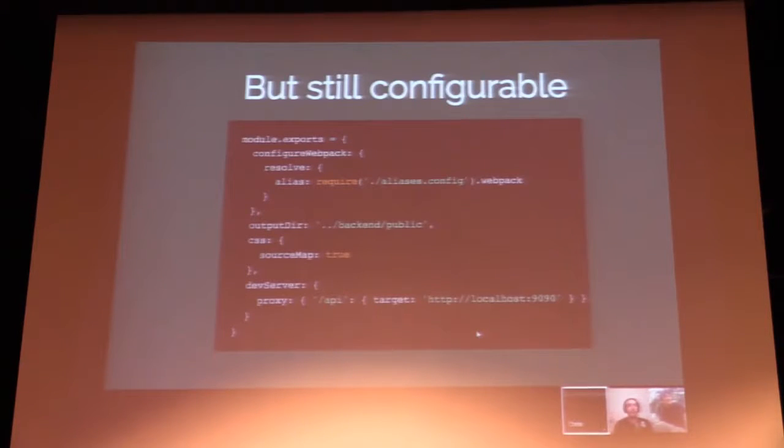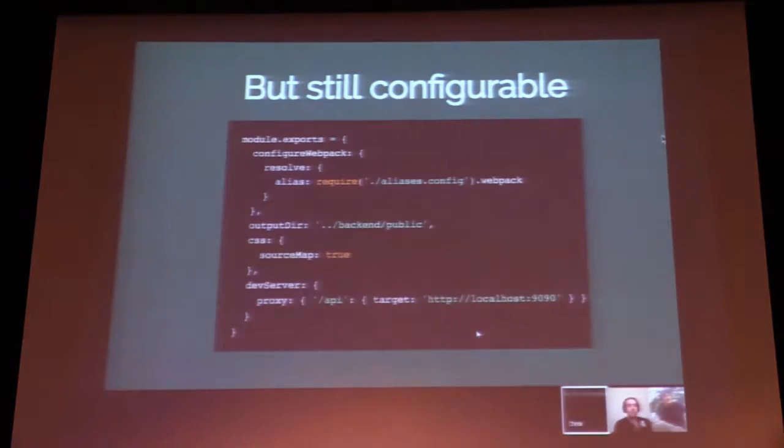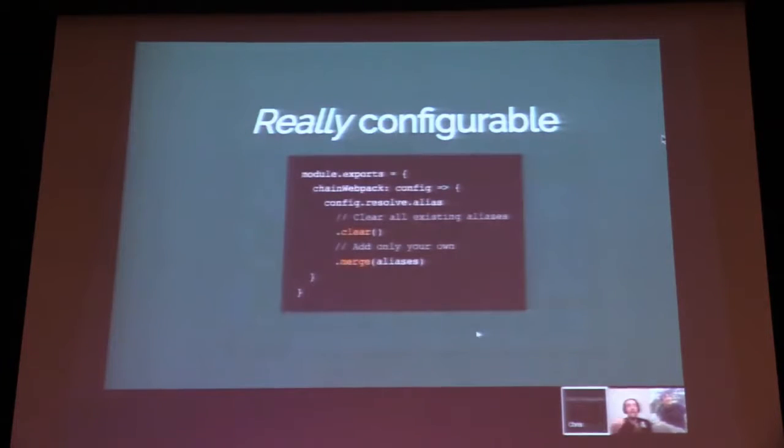Still very configurable. Inside of a vue.config.js, you can set Webpack config if you need to define your own aliases, to define an output directory. It's a little bit different. You want to enable CSS source map. Maybe you want to do something really advanced and set up a proxy for the dev server. You have all of these options. And that's not all. It's actually really, really configurable.